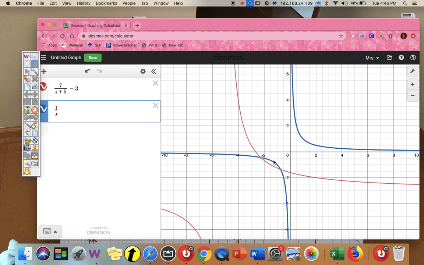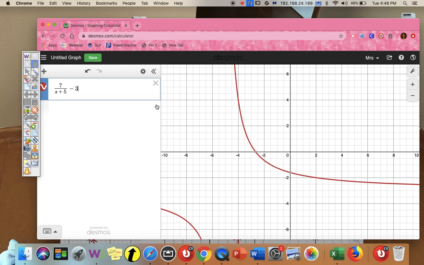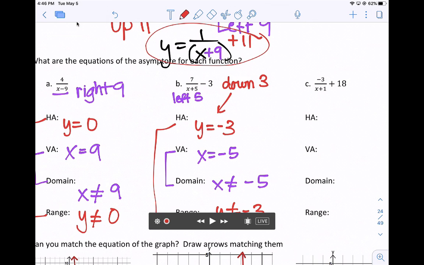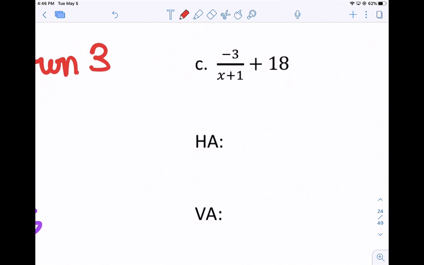Okay, so the blue is your parent function. You can see the asymptotes at y equals 0 and x equals 0. But then in the red, it's shifted left 3. So here's your new asymptote. Not left 3, I'm sorry, left 5 and down 3. So you can graph these and see what that looks like if you are visual like that. Okay. And then we have this negative 3. Again, that's not dealing with what we're looking at today. We're simply looking at the left and right shift and the up and down shift.